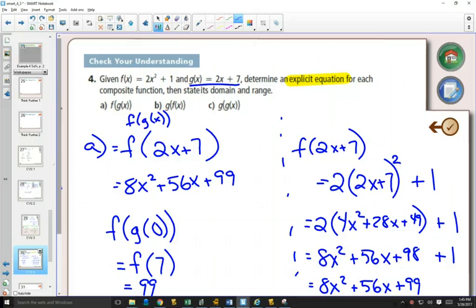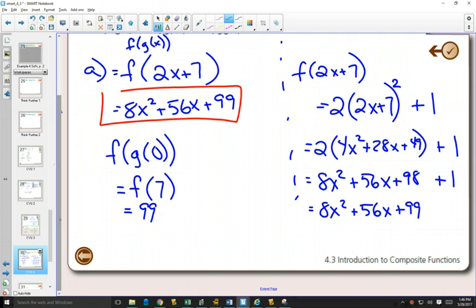When we get this equation of f of g of x, what kind of equation is that? It's a parabola. What do we know about parabolas for domain? It has no non-permissible values. There's nothing that's not allowed to put in. Its domain will be everything.